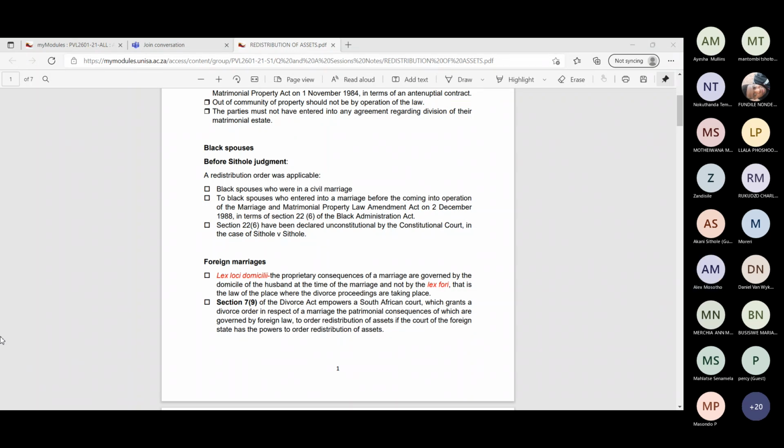Good day, ma'am. Good day, Mishak. Yes, I just want clarity. Civil marriage is automatically in community of property, isn't it? Yes. Okay, so if maybe there is a death, or maybe there is a divorce, the court must order redistribution.